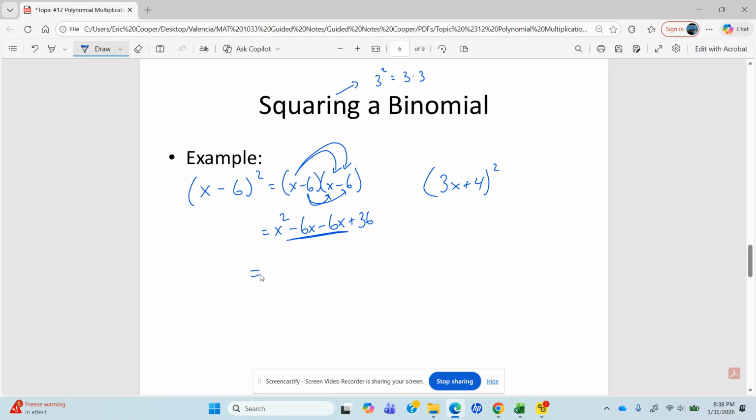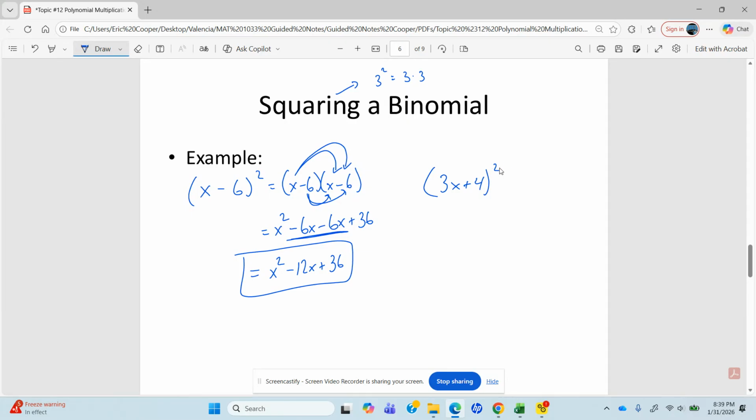Again, we've got like terms on the inside. Be careful here. This is negative 6 minus 6. They don't cancel out. That would become a negative 12x plus 36. Again, no more like terms, so this would be our final answer.